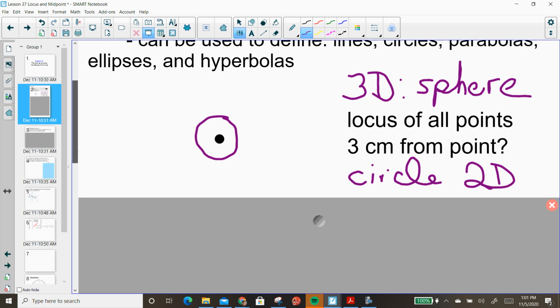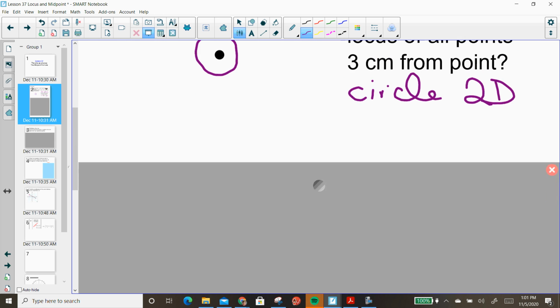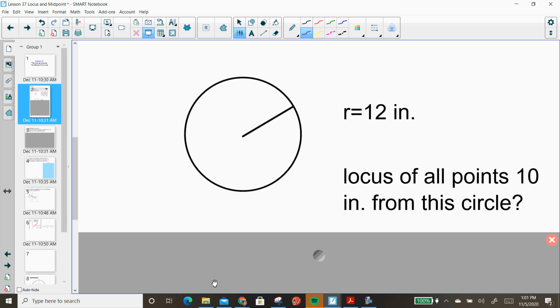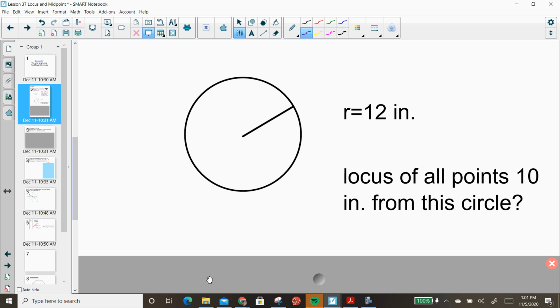So let's try a few more of these and then we'll move on to a line as a locus, because it's going to be a little bit stranger than what we're doing right now. This time, let's start out with a circle. And let's suppose that that circle happens to have a radius of 12. So that line that I drew for the radius is not actually part of the circle. That's just describing how big the circle happens to be. What if I wanted, and we're only going to do 2D on this one or it'll get too weird, what if I wanted to talk about all of the points that are 10 inches away from the circle? What would that look like? What would we have then?